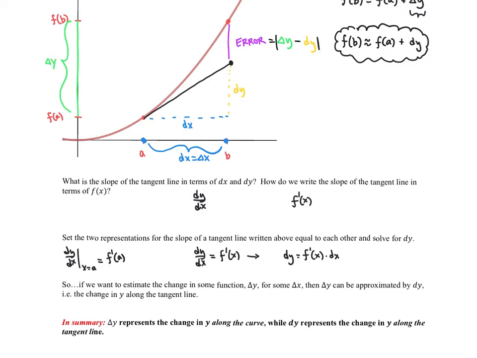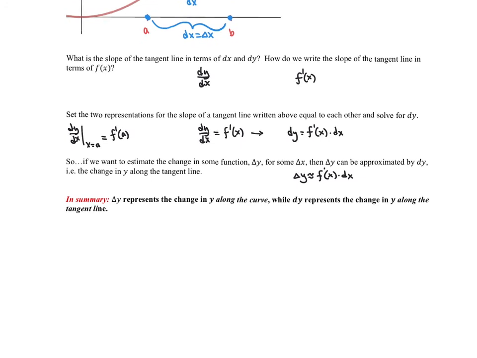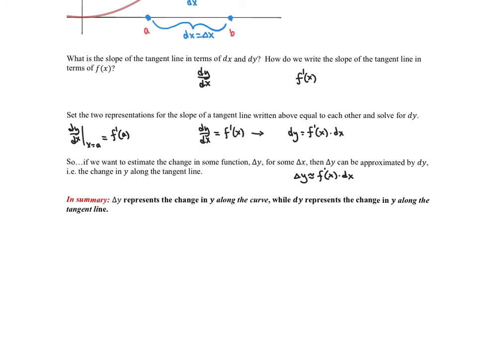So if we want to estimate the change in some function, so delta y for some delta x, then delta y can be approximated by the slope of the function at a point times the change in x that we would like to work with. That may or may not be 100% clear yet, but we'll get to it in a moment. So in summary, delta y represents the change in y along the curve, while dy represents the change in y along the tangent line. All right, let's look at a few examples.